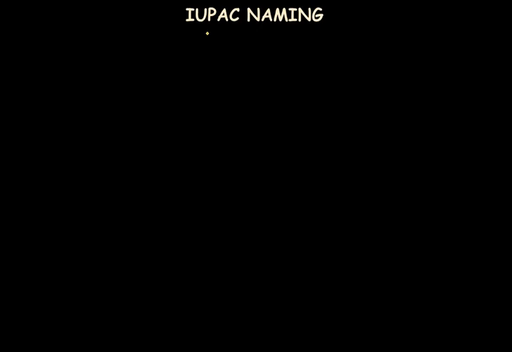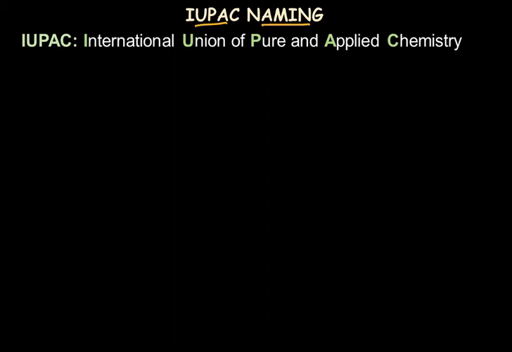Let's go ahead with the naming in a little more detail, and we call that the IUPAC naming system. Now the IUPAC naming system is an international standard naming system of the organic compound. So let's understand what this IUPAC is. IUPAC stands for International Union of Pure and Applied Chemistry, and this organization has made some rules for naming the organic compound. So let's see those rules.